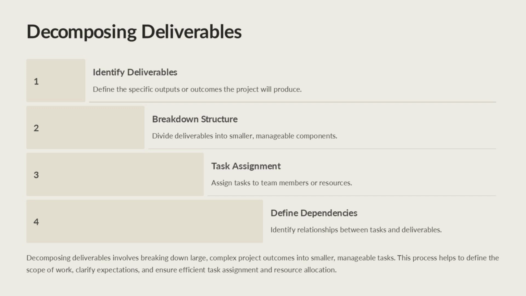We need to break down these larger deliverables into smaller, more manageable components. This breakdown structure helps us understand the full scope of work required. Once we have the breakdown, we can assign tasks to team members or resources. It's also important to identify the dependencies between these tasks and deliverables. Decomposing deliverables in this way helps ensure the project is well-defined, resourced efficiently, and on track to meet expectations.